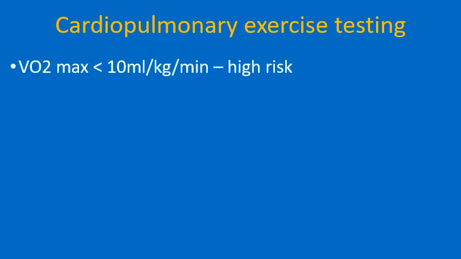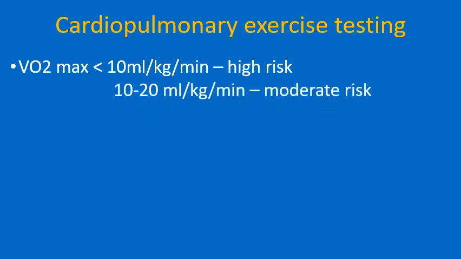So here, whenever this VO2 max is less than 10 ml per kg per minute, then it indicates very high risk, unacceptably high risk, and that patient should not undergo thoracotomy. When it is 10 to 20 ml per kg per minute, moderate risk of perioperative morbidity and mortality is there. And when the VO2 max is more than 20 ml per kg per minute, then it is low risk. What is this VO2 max? That is maximum oxygen consumption.